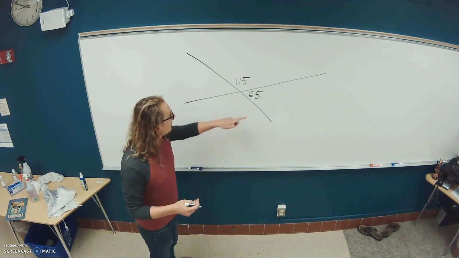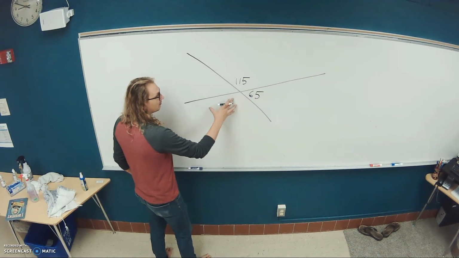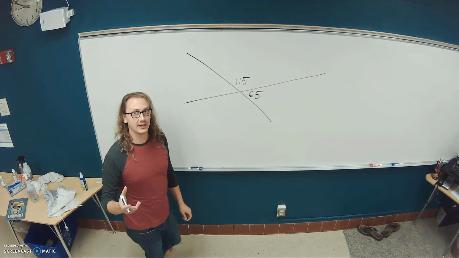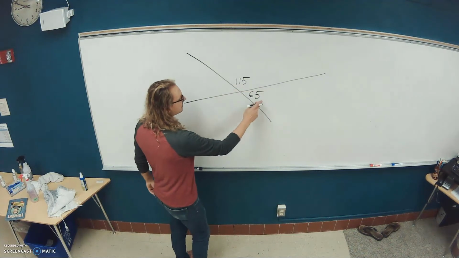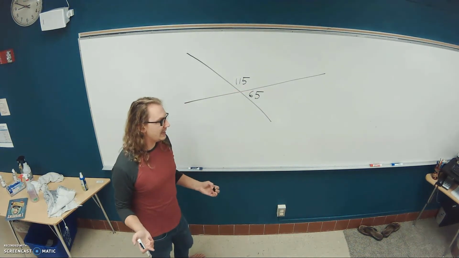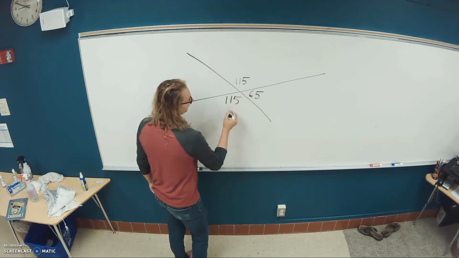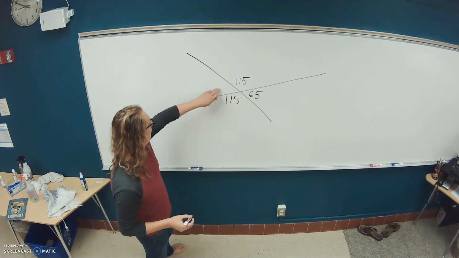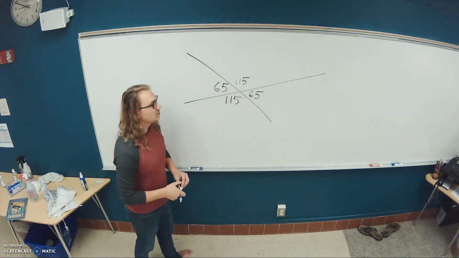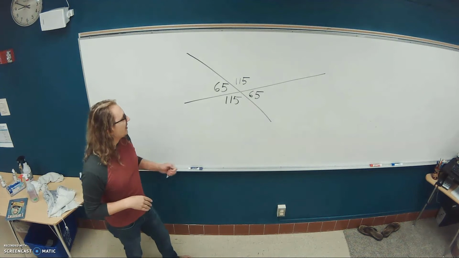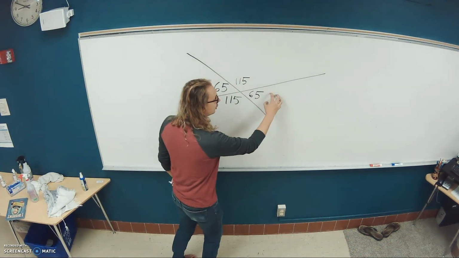Now, we have another angle. I know that this angle plus this angle must also be 180 degrees. For the same reason, I have a straight line here. And 65 plus what equals 180? Well, that's going to give me 115. And then I get to do the same thing, and I discover this is 65. And you may have noticed already that the angles that are opposite each other end up being congruent.